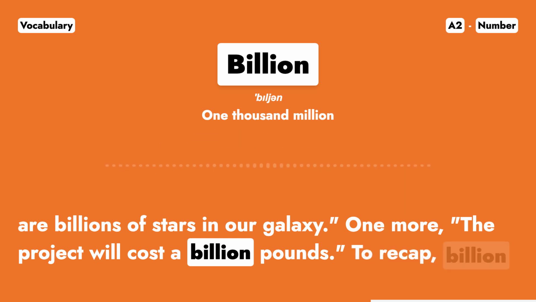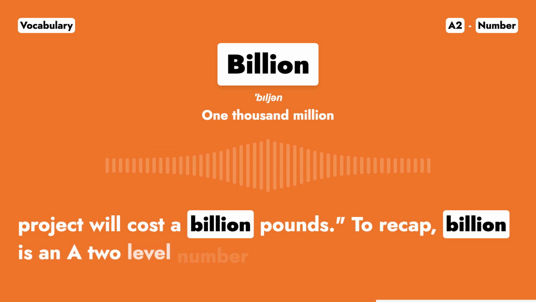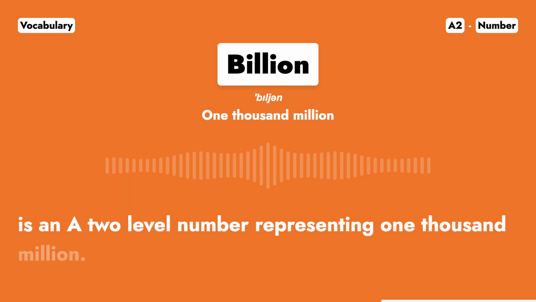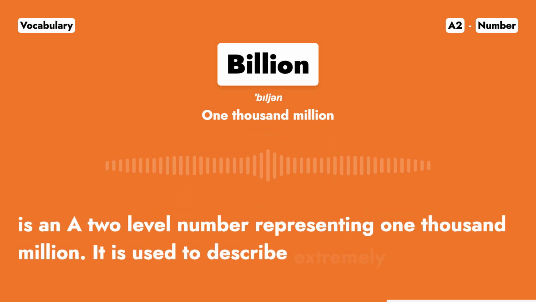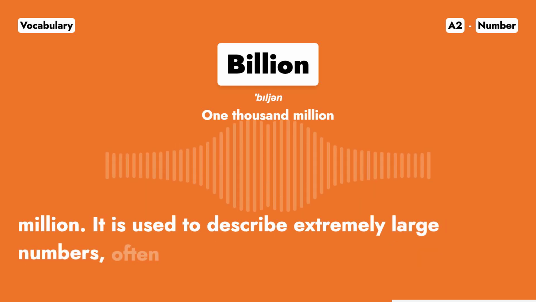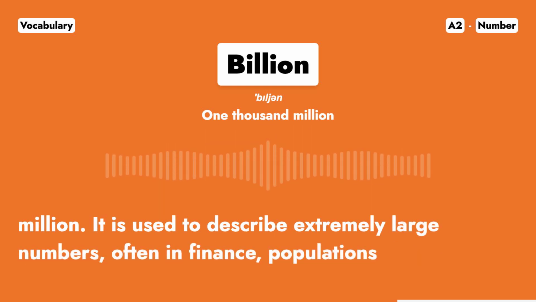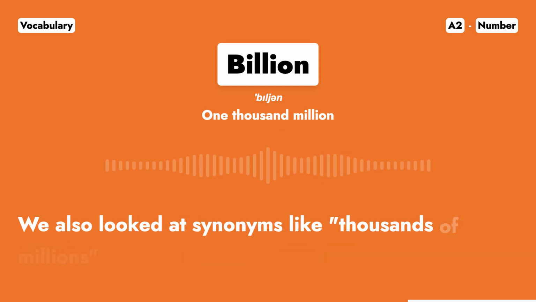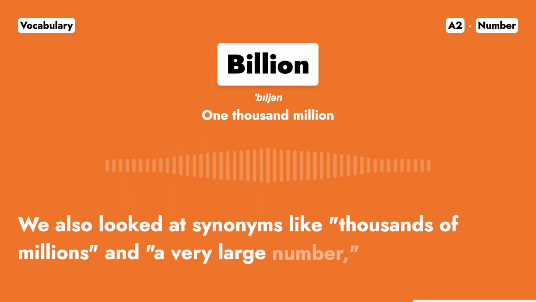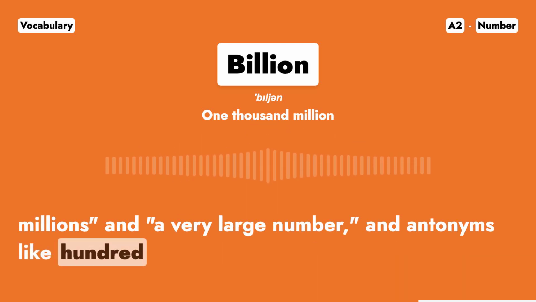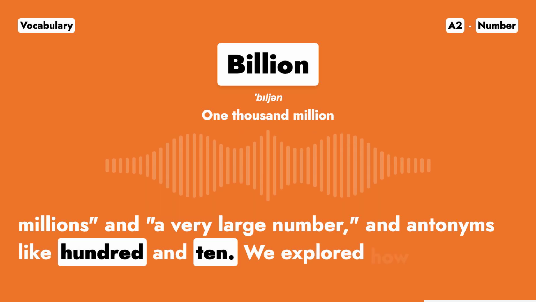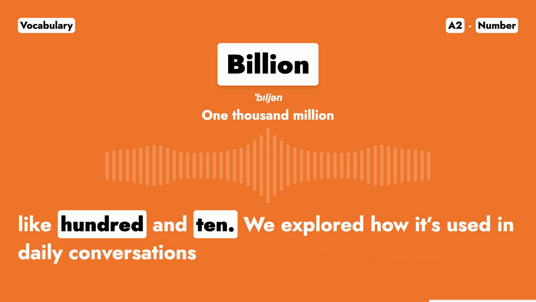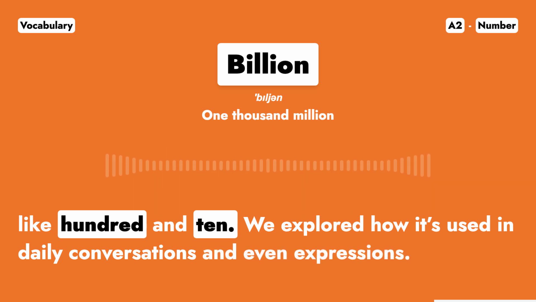To recap, billion is an A2 level number representing 1,000 million. It is used to describe extremely large numbers, often in finance, populations, and science. We also looked at synonyms like thousands of millions and a very large number, and antonyms like 1 and 10. We explored how it's used in daily conversations and even expressions.